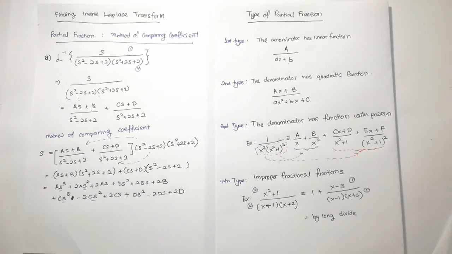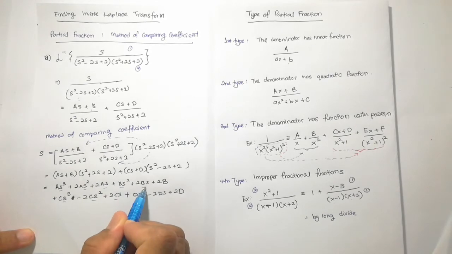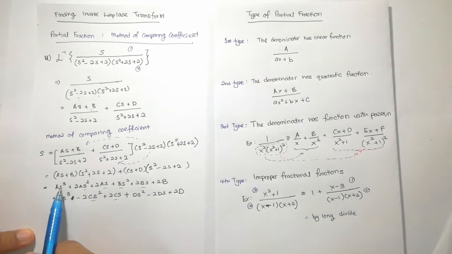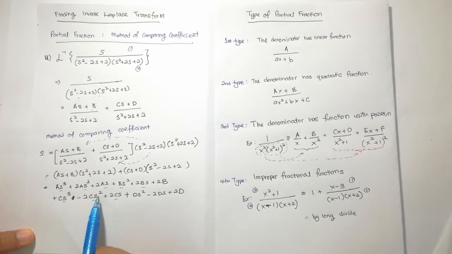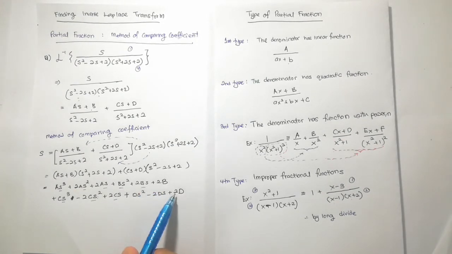We can put it together, and then we can factorize it, like this one and this one, and this one will be together because we have s power of 3, and then we have s power of 2, which is this one, and then we have s, this one, and this one, and this one, and then lastly we have a constant value. So we need to rearrange this according to the s term.